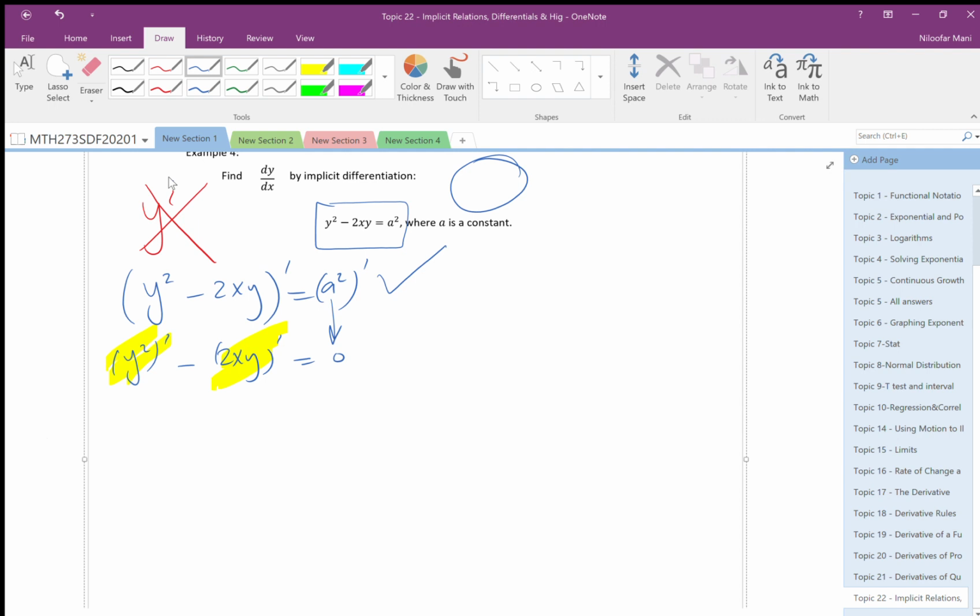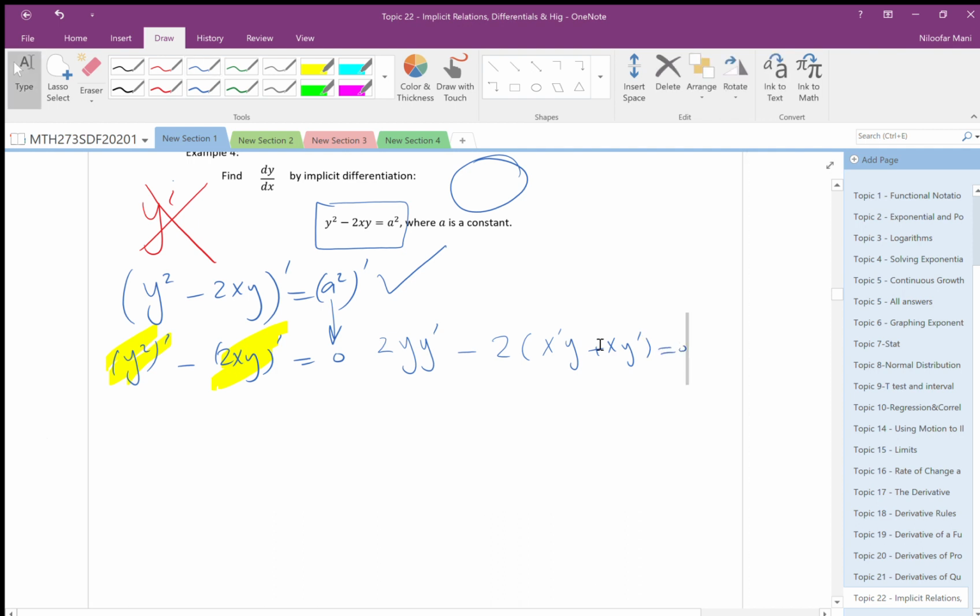So you should do 2y prime. The derivative of y squared is the same as the derivative of x squared, which is 2x. But remember, wherever you have y, you have to times with y prime. So 2y prime minus 2 times x prime y plus x y prime equals 0.